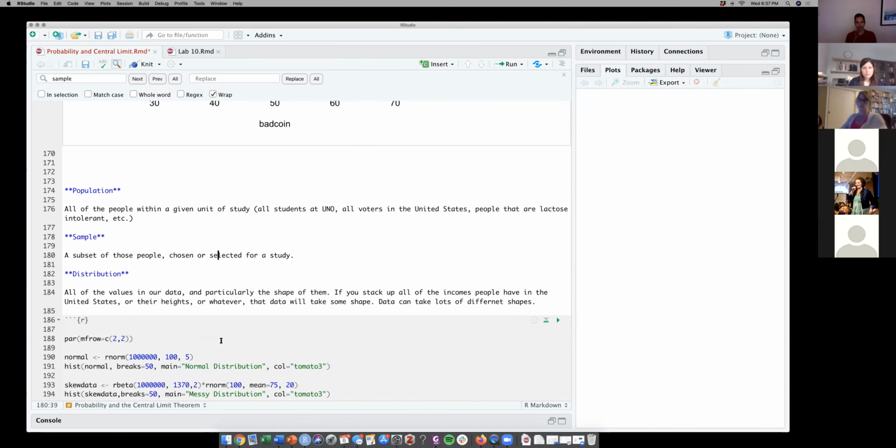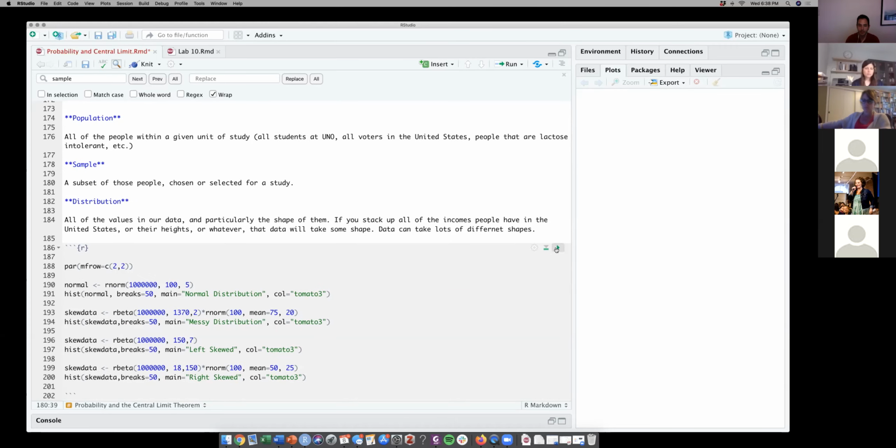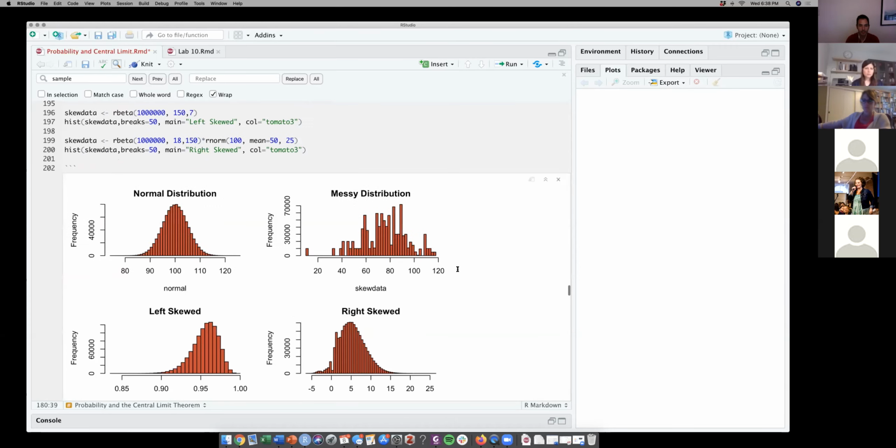And the distribution is just all of the values in our data and the shape of those values. You can think about the incomes of everyone in the United States. All of the incomes of people have a certain distribution, a certain shape to them. If we collected data on the incomes of the population of the United States, we would be able to see the distribution of all of those incomes. And distributions come in a lot of different shapes. One that we're going to talk about a lot is a normal distribution.